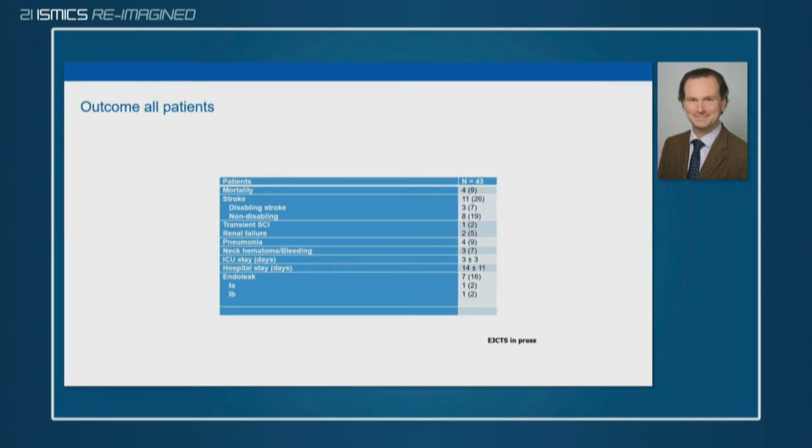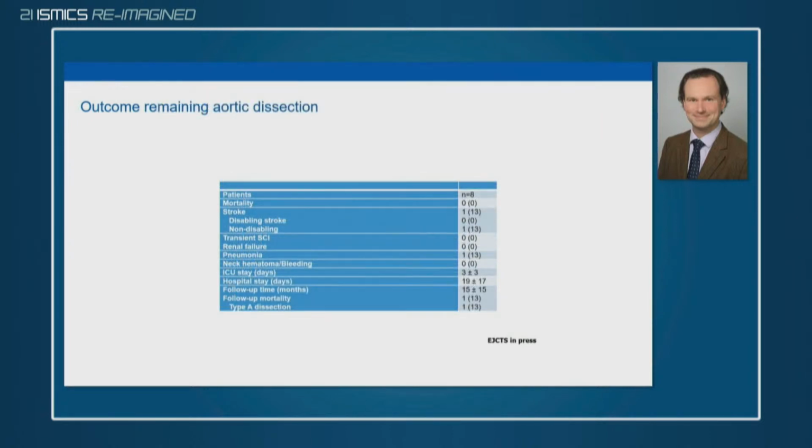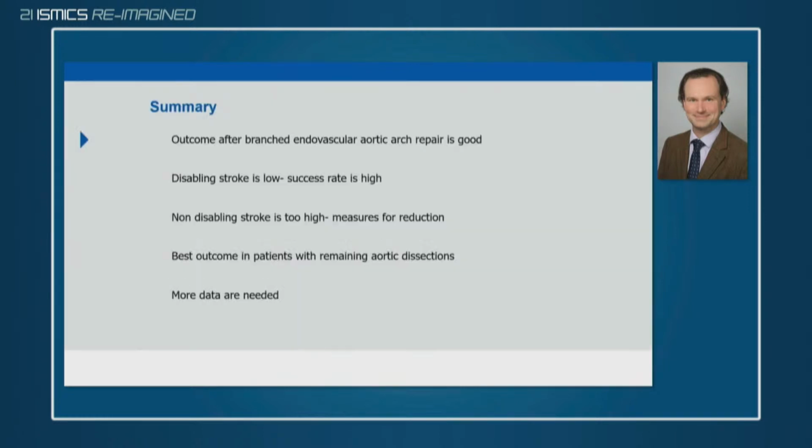We then focused on the subgroup of remaining dissection after previous repair, which, as you can see here, has the best results with regard to mortality and stroke. If you remember the aortoscopy I shared with you at the very beginning, this becomes obvious, because patients with this very smooth intimal surface have a very low remaining risk of embolization, as the underlying pathology is different and there is no substrate for detachment and embolization.